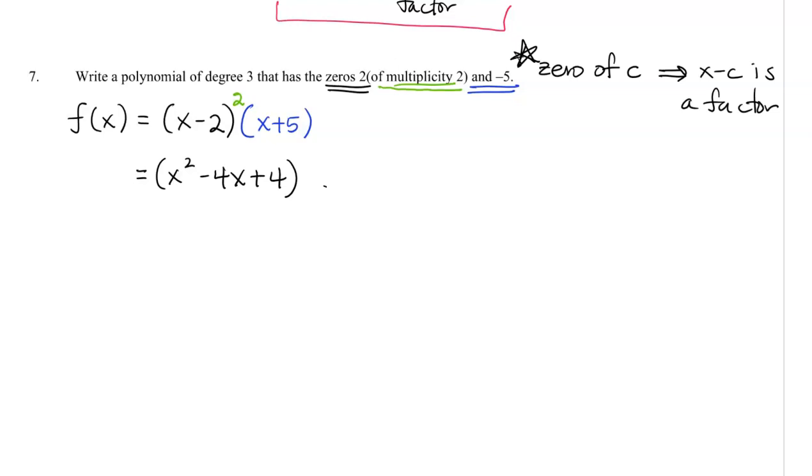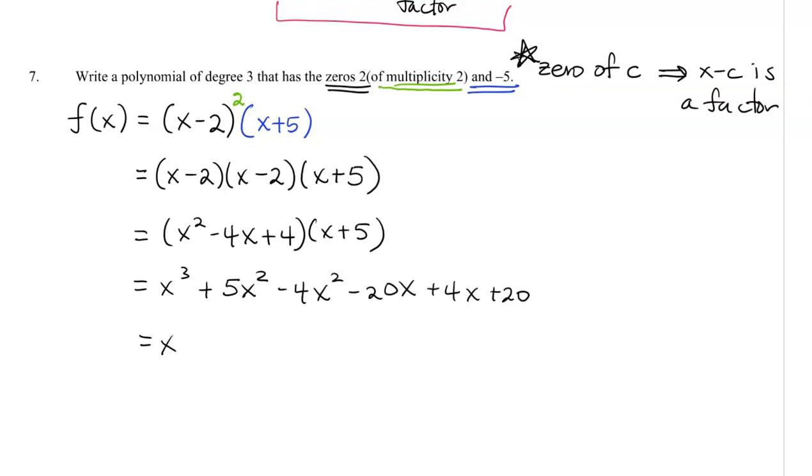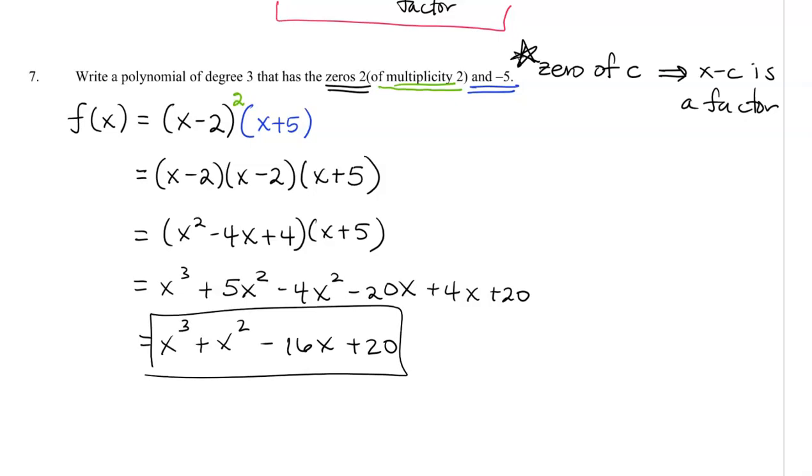This is from foiling. Let's make sure we are foiling this. Foil out this x minus 2, multiply that by itself. So when you take x minus 2 and multiply it by x minus 2, you'll be left with x squared minus 4x plus 4 after combining like terms, and that has to be multiplied by this x plus 5. I'm going to go ahead and use the distributive property to finish simplifying this to get our final answer of x to the third plus x squared minus 16x plus 20.